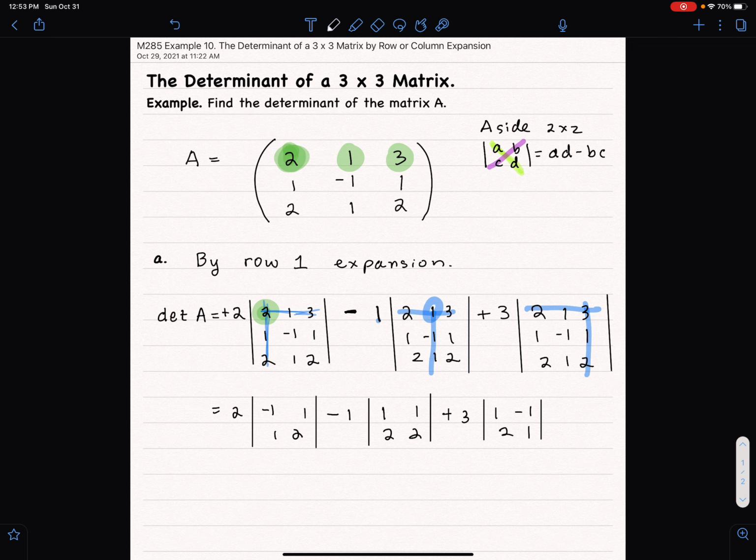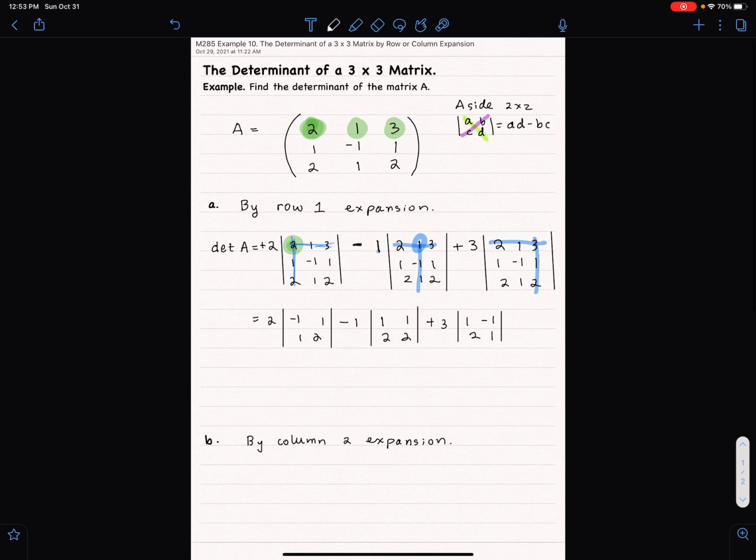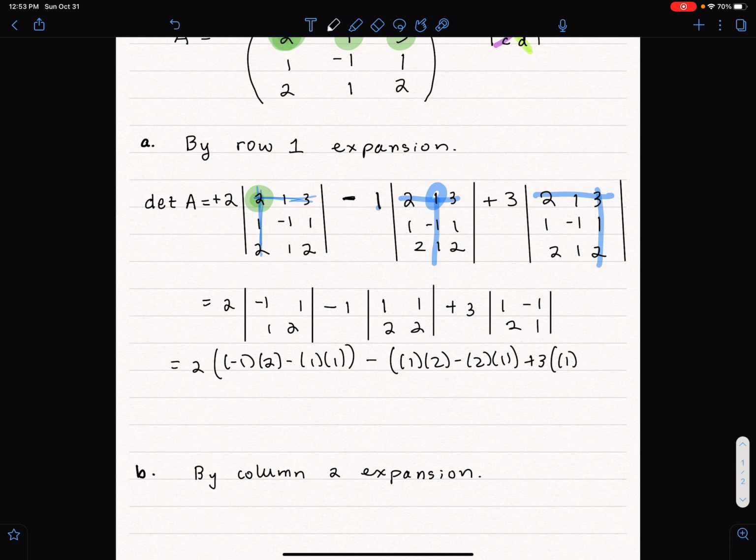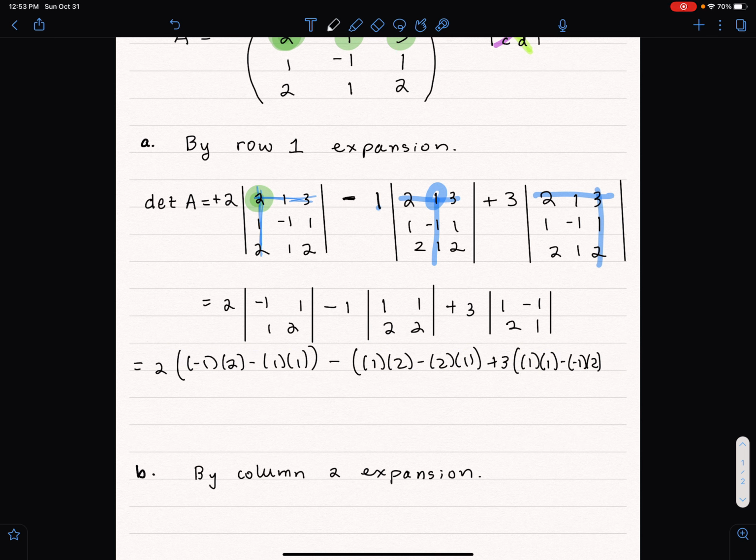Okay. So therefore I have equals 2 times negative 1 times 2 minus 1 times 1. Some people do a lot of this in their head, but anyway. Minus 1 times 1 times 2 minus 2 times 1, plus 3 times 1 times... I'm sort of cramping my style here. This is maybe where a lot of math mistakes come from, just not having enough space and rushing or getting crowded. Okay, so we have those 3 determinants.